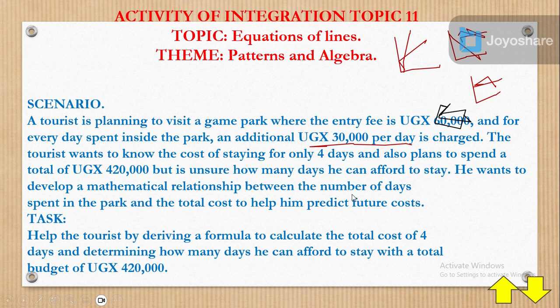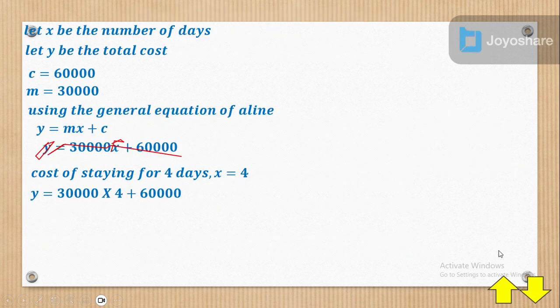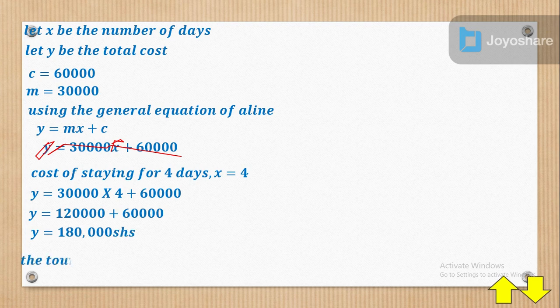So they're saying that he wants to develop a mathematical relationship between the number of days spent in the park and total cost. Okay, help the tourist by deriving the formula to calculate the total cost of 4 days. That's what you're doing. And that total cost will be 180,000.